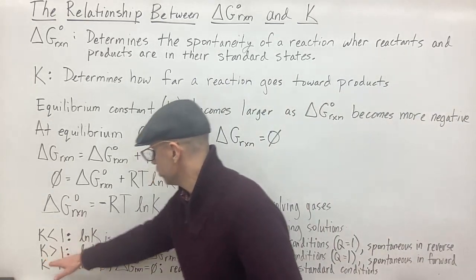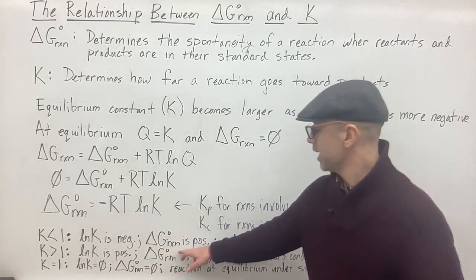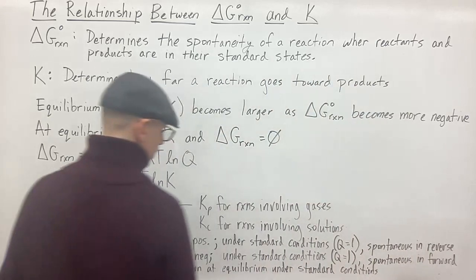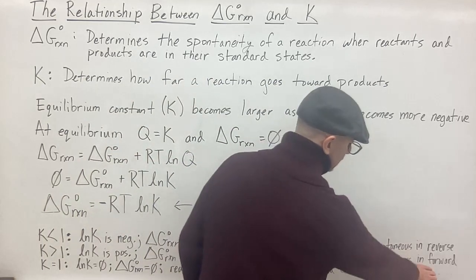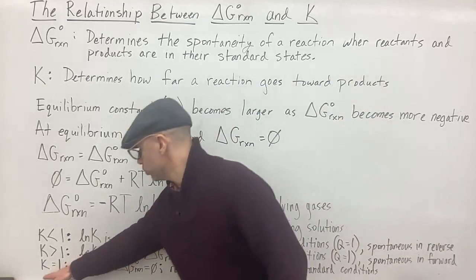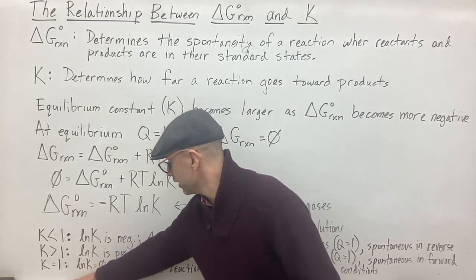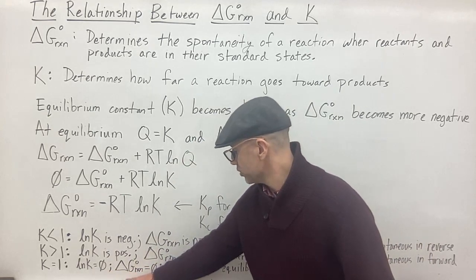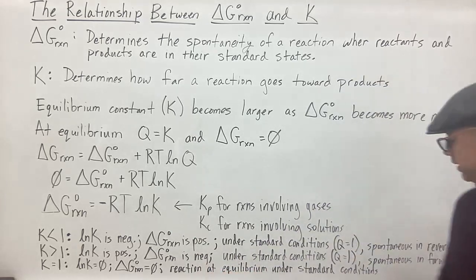If K is larger than 1, then the natural log of K is going to be positive, and therefore the standard free energy change of the reaction is going to be negative. Therefore, the forward reaction is going to be spontaneous. So under standard conditions, again Q equals 1, it's going to be spontaneous in the forward reaction. And finally, if K is equal to 1, the natural log of K is 0, and the standard free energy change of the reaction is 0 as well. So that means that the reaction is at equilibrium under standard conditions.